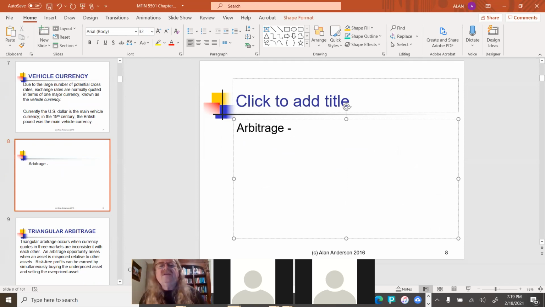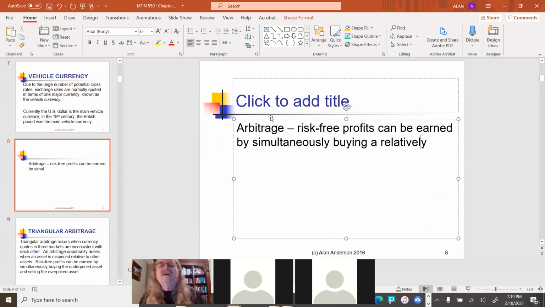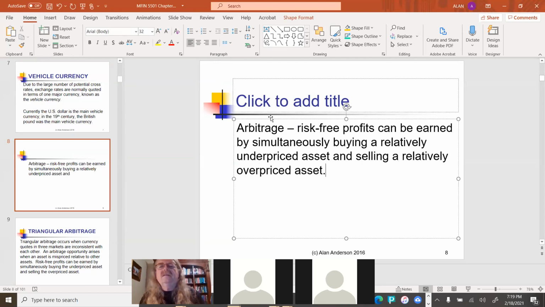And arbitrage basically is a situation where risk-free profits can be earned by simultaneously buying a relatively underpriced asset and selling a relatively overpriced asset.